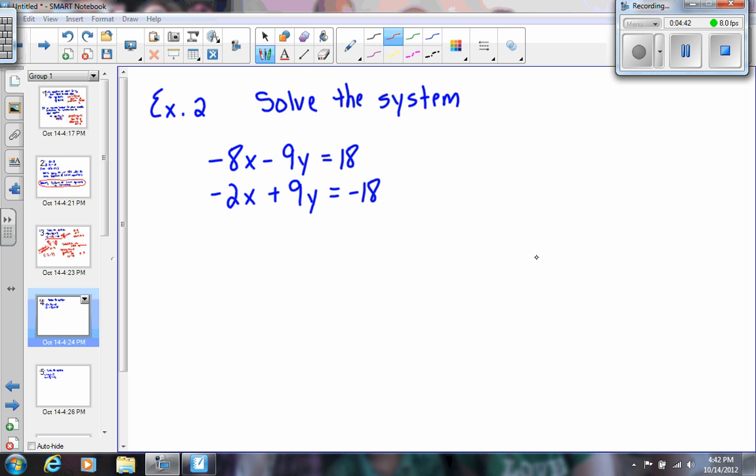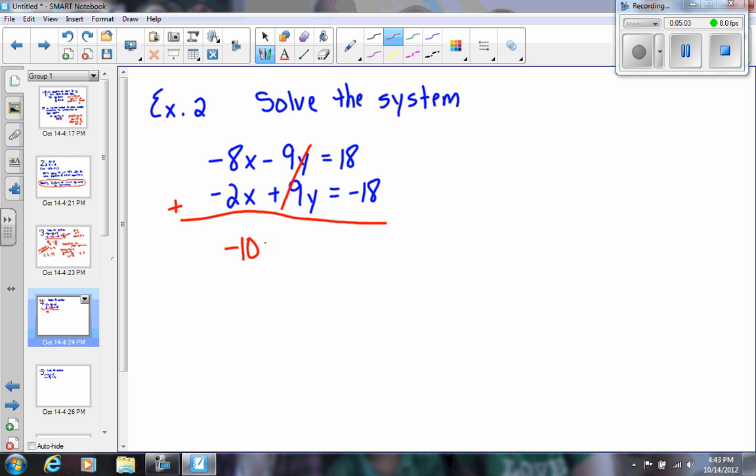All right, next example, solve the system. Negative 8x minus 9y equals 18. Negative 2x plus 9y equals negative 18. I'm going to do the same method. Now notice I have a negative 9y and a positive 9y. So I can see that when I add these two equations together, these are going to be eliminated.